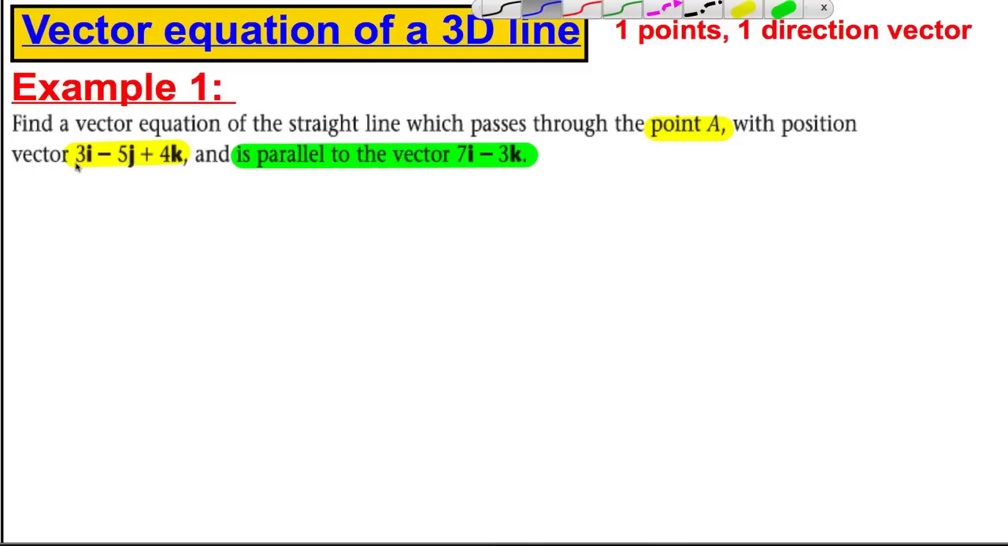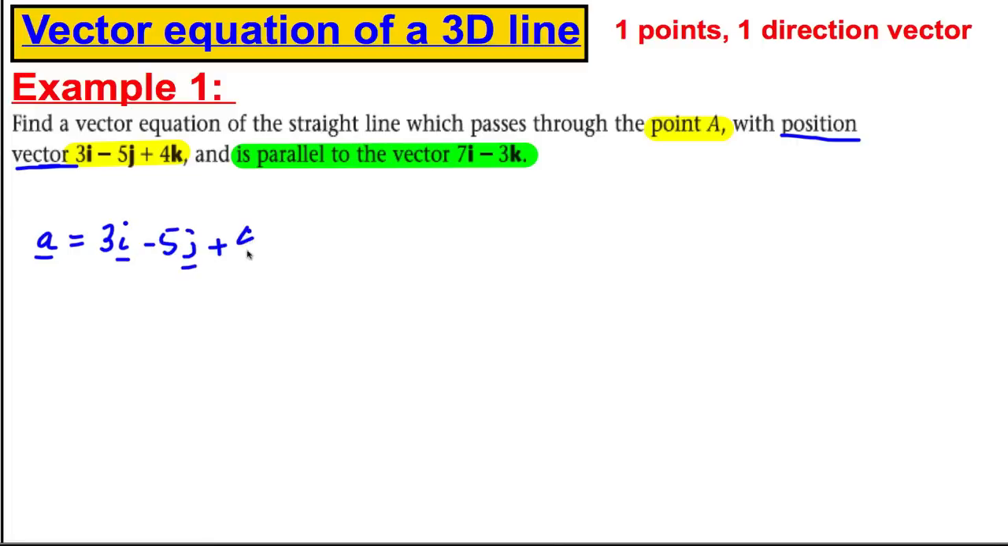A has position vector 3i minus 5j plus 4k, so the little vector a, to get from the origin to that, it tells you the position vector already. That's equal to 3i subtract 5j plus 4k. We prefer writing this as columns, so I'm going to write this as 3, negative 5, 4. Now, it tells you that the line is parallel to this vector, i.e. it's telling you in a roundabout way the direction of the line is that, because if it's parallel to that, it has the same direction.